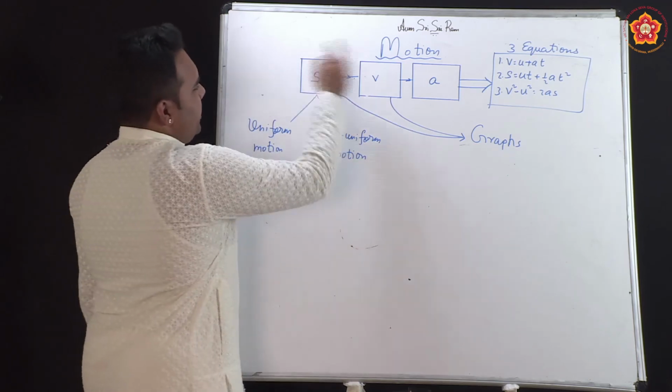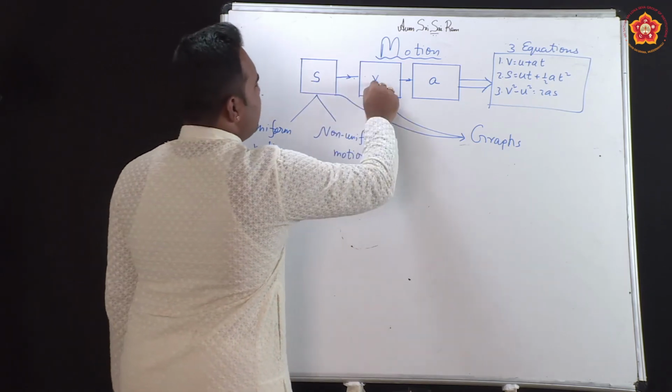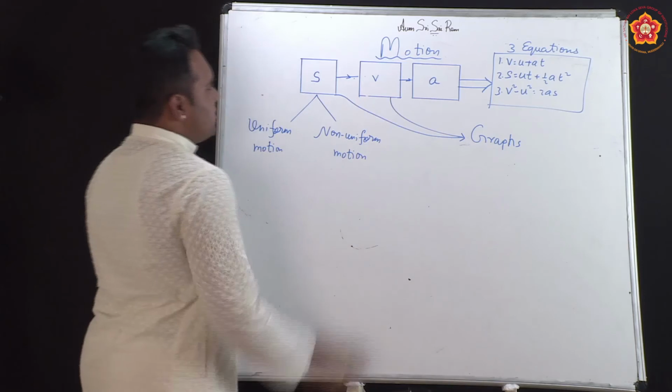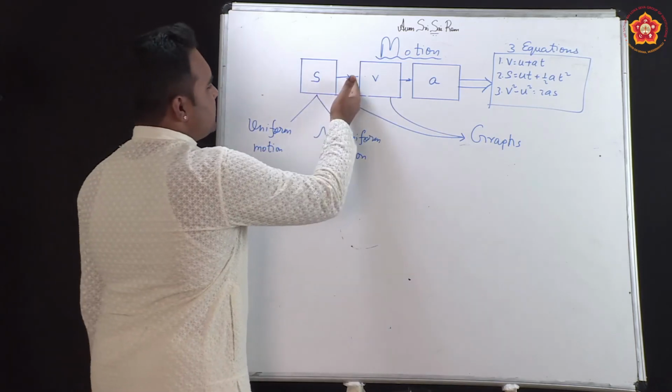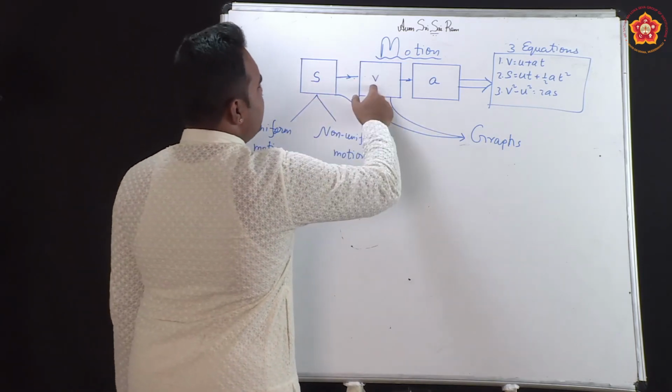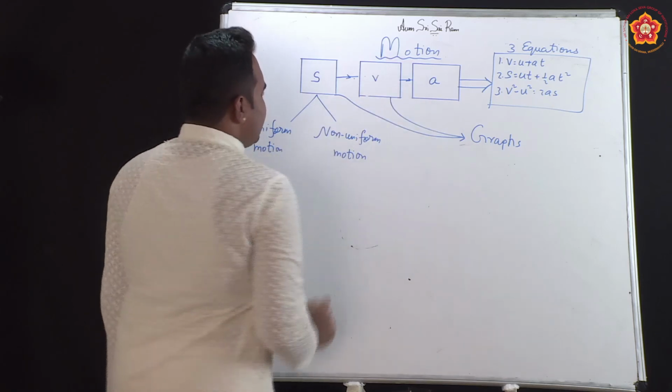So, distance, take rate of change, we get velocity, velocity rate of change, we get acceleration. So, displacement, when we take the rate of change, we end up getting velocity, and further when we take the rate of change, we get acceleration.